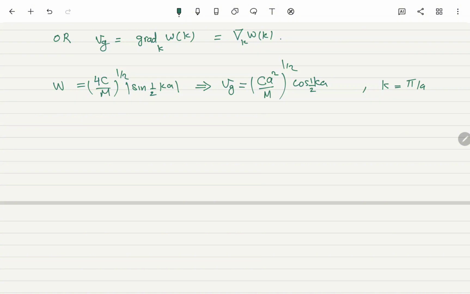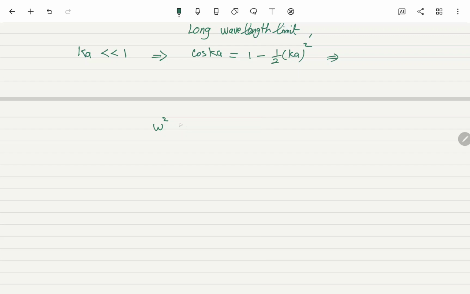Now let's consider the long wavelength limit. When ka is much less than 1, we expand cosine ka equal to 1 minus half ka square, and ignore the higher orders. In this one here, omega square equal to C over M k square a square, and remember when ka here is much less than 1 for the long wavelength limit. And this leads to group velocity equal to omega over k.